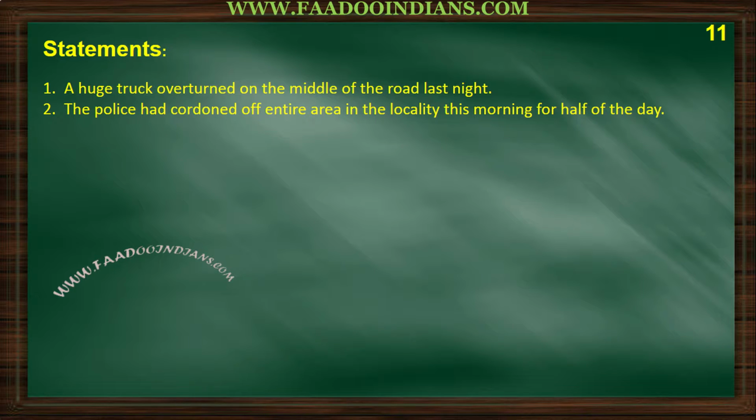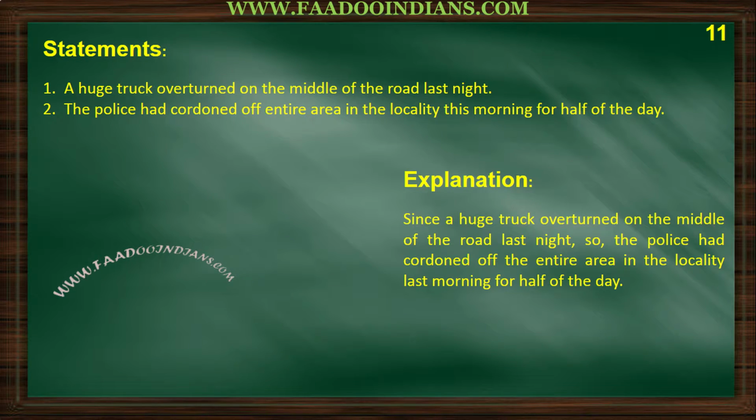11th, a huge truck overturned in the middle of the road last night. The police had cordoned off the entire area in the locality this morning for half of the day. Well, it is again very easy to say why police had cordoned off, because second is the result of first. Therefore, since a huge truck overturned in the middle of the road last night, the police had cordoned off the entire area in the locality last morning for half of the day. So Statement 1 is cause and Statement 2 is its effect.